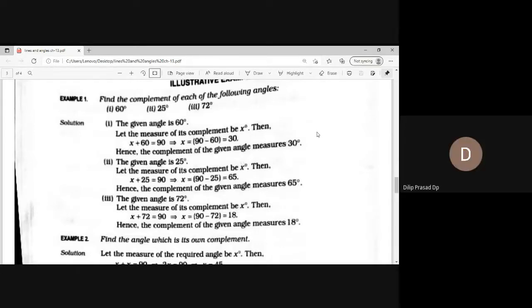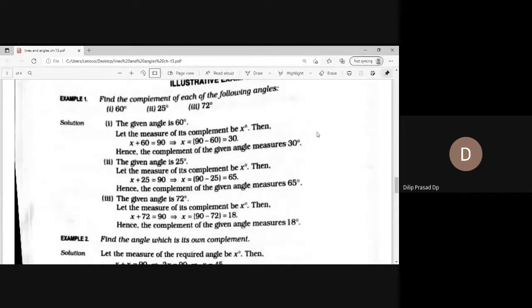And if I say the supplement of 36 degree, the supplement angle, it will be 144. Yes, 144. So now you have understood how to find out all these things.